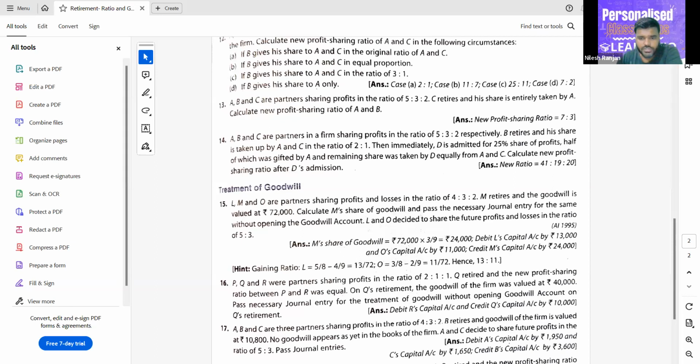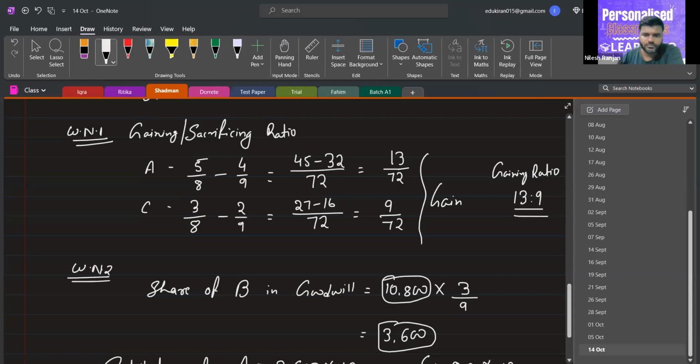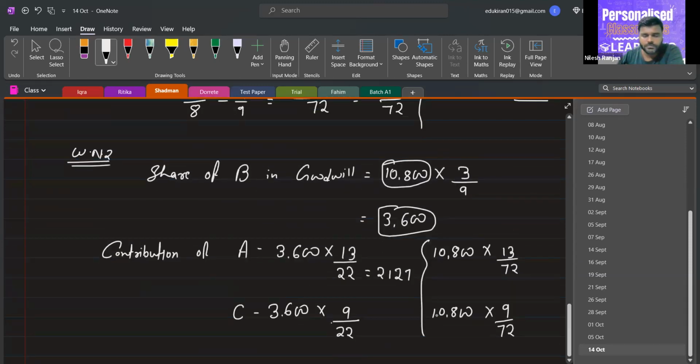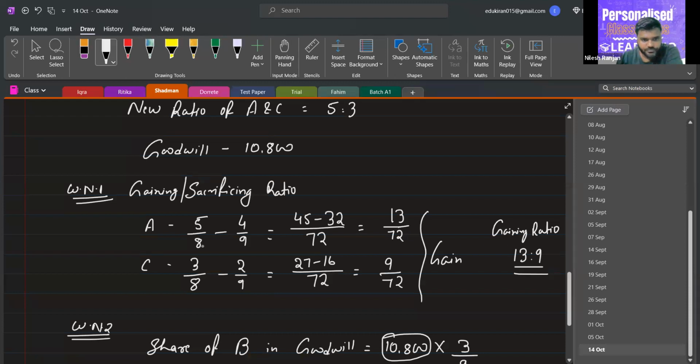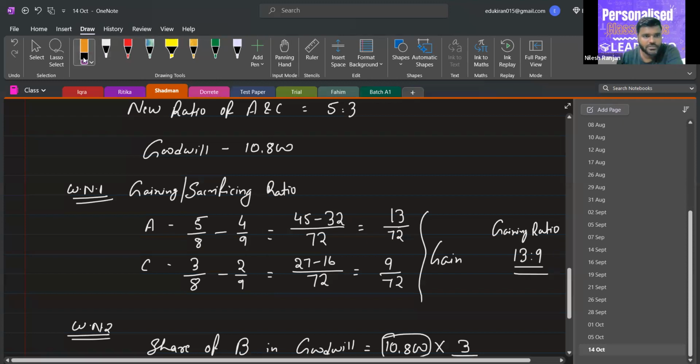Past journal entries. How is it possible? Just one minute. 10,800 divided by 72 into 13. This is different. That's why I'm thinking it is incorrect. This is different and this is different. Both should be the same. Actually, there will be a mistake here. Yes, there was a mistake here.